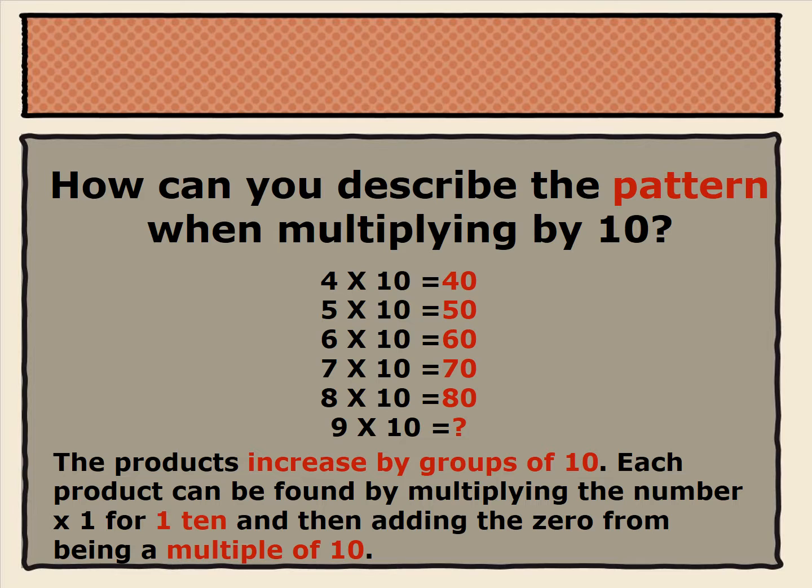Do you see a pattern? If you do, what does 9 times 10 equal? If you said 90, you are correct. The products increased by groups of 10. Each product can be found by multiplying the number times 1 for 1 times 10 and then adding the 0 from being a multiple of 10.